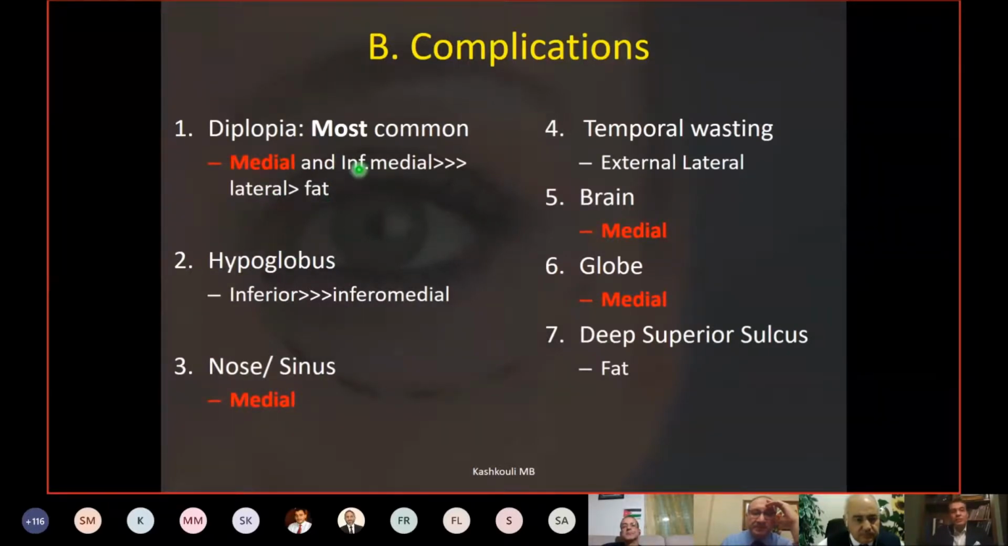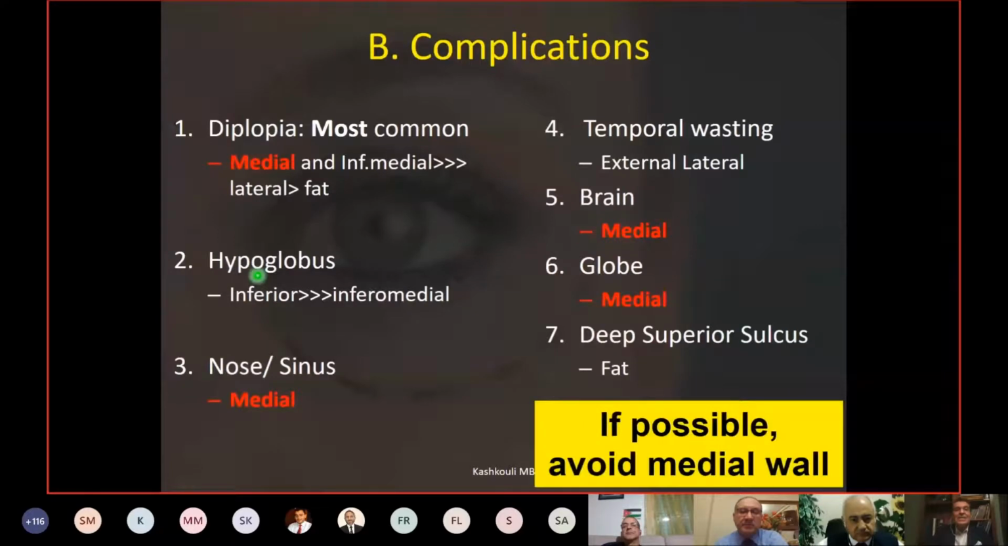Hypoglobus, mostly inframedial and inferior. Nasal complications, mostly medial, almost always medial. Brain injury, medial. Globe injury, medial. So as we see, since the medial wall is the source of almost all of the serious complications, if possible, we need to avoid medial wall decompression.